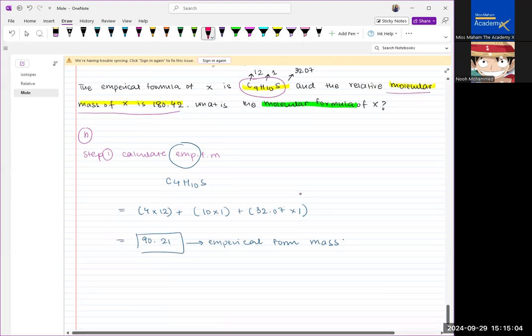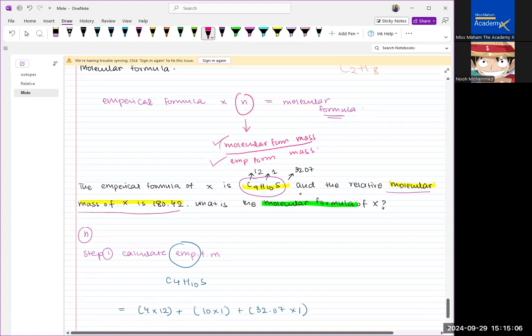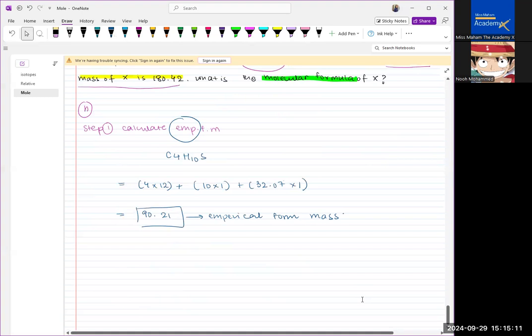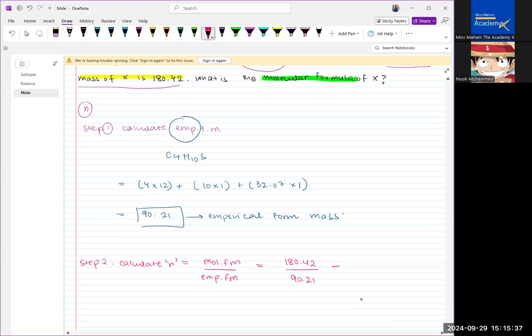Moving forward, how do you find out N? N is molecular formula mass over empirical formula mass. So molecular formula mass दिया हुआ है as 180.42. So step 2 is to calculate N. And N is molecular formula mass over empirical formula mass, 180.42 over 90.21.